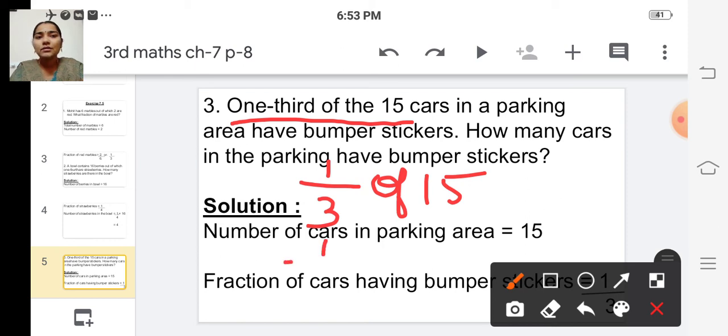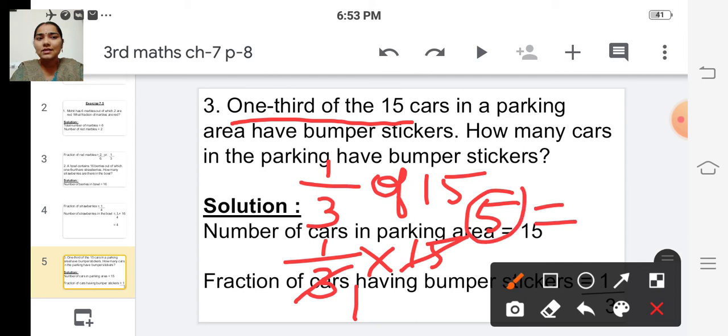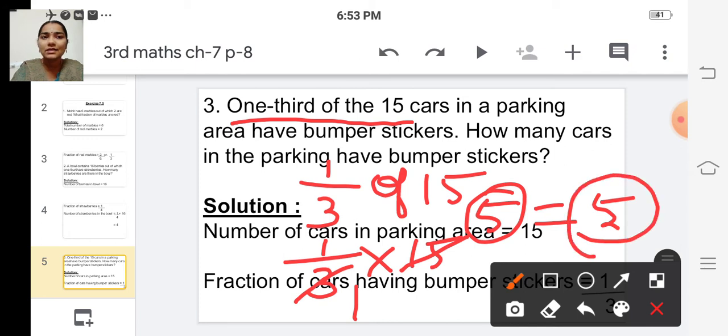So 1/3 into 15, and we can cancel out. So 3 ones are 3 and 3 fives are 15. So the answer is 5. So the number of cars that have bumper stickers in the parking area is 5. So there are 5 cars in the parking area that have bumper stickers.